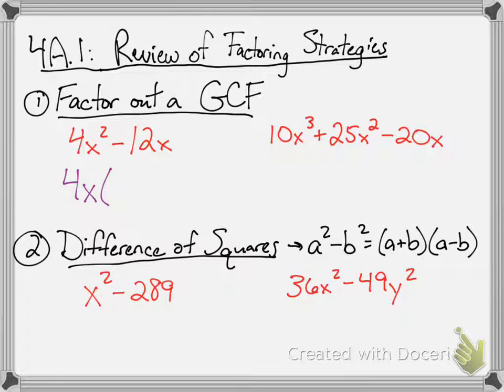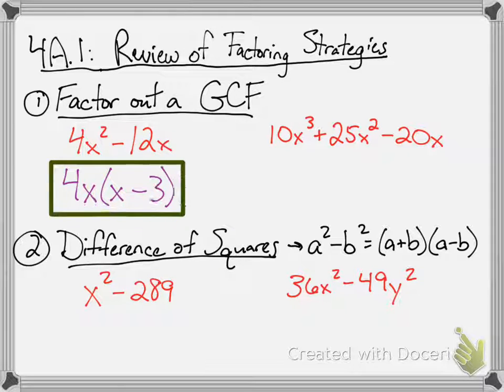We show the GCF of 4x out front, and in parentheses, we're going to show what's left over by dividing that 4x out of both terms. So we start with 4x squared divided by 4x. The 4's cancel. X squared divided by x leaves you with an x. Then we look at the negative 12x divided by 4x. Negative 12 divided by 4 is negative 3. X divided by x cancels, and that ends up leaving you with a final answer of 4x times x minus 3.